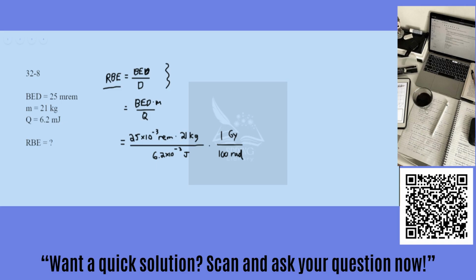And just to check, our gray knocks out this gray term here, joules over kilograms. Rem over rad does produce a value of RBE, and we find that this RBE value with this equation in these terms is simply 0.85. And there you go.